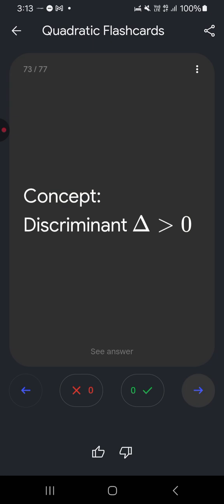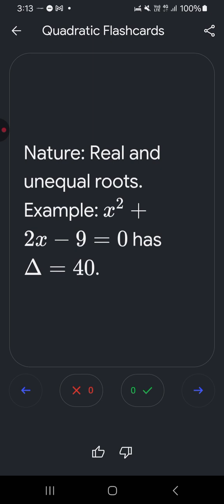The value of discriminant is greater than 0. The nature of the roots will be real and unequal. Example, x square plus 2x minus 9 is equal to 0. The value of discriminant is equal to 40.